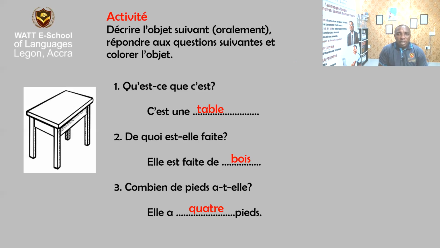Now, let's read the questions and the answers. Qu'est-ce que c'est? Can you say? Qu'est-ce que c'est? And you reply, c'est une table. If I ask you, qu'est-ce que c'est? You say, c'est un livre. Let's go. C'est un livre. Now they're asking you, elle est faite de quoi? What do you use to make a table? You say, elle est faite de bois. Please do not say the S in bois because the S does not sound.